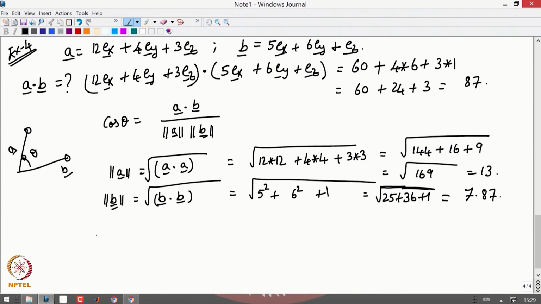So, now cos theta is A dot B, which is 87, divided by the magnitude of A times the magnitude of B, which is 13 into 7.87. If I do this, this will imply that theta is 31.8 degrees. Now, here luckily the numerator was positive, so there was no confusion on how to resolve theta.